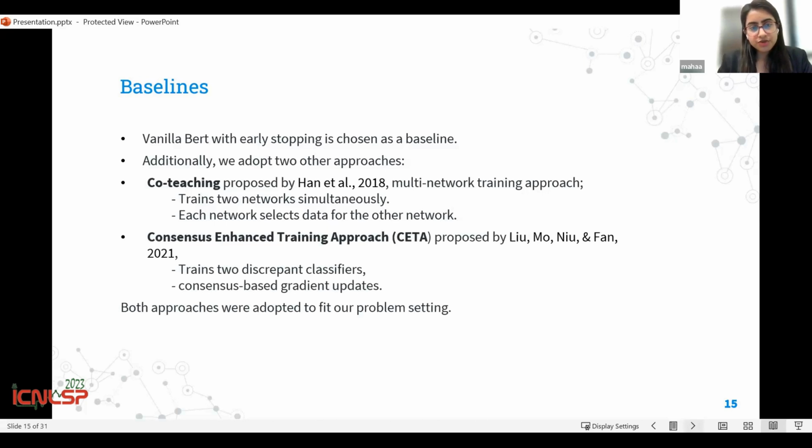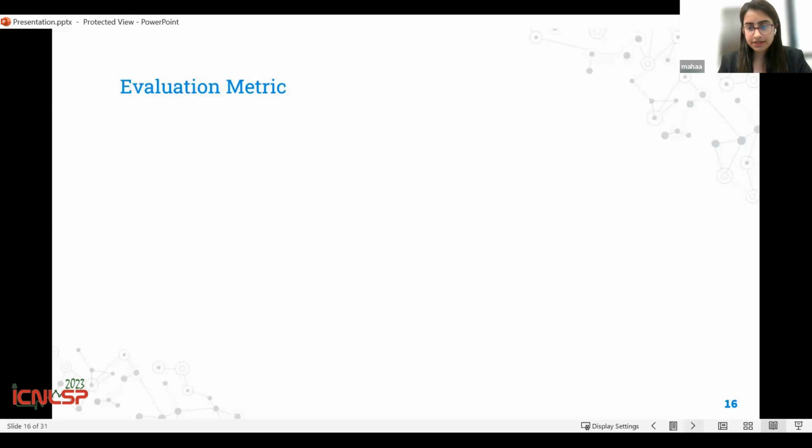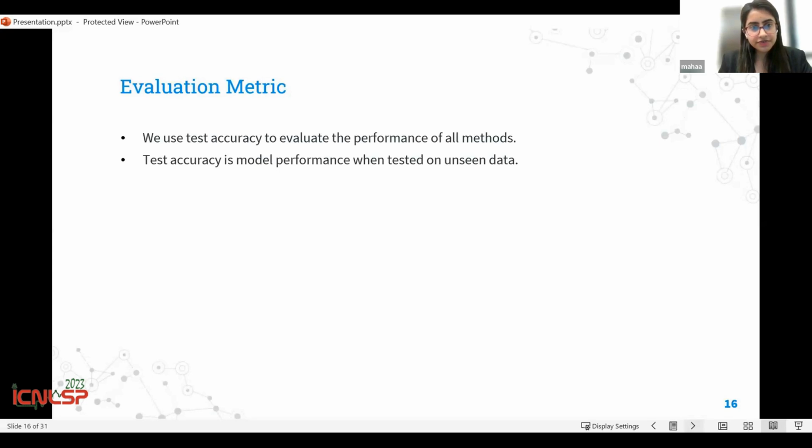It should be noted that both of these methods were initially adopted for different tasks. Co-teaching was for vision tasks, and the consensus-enhanced training approach was for relation extraction. But we changed both of the approaches to fit our problem setting. The evaluation metric we use in our work is test accuracy, which is formally defined as, I'm sure you all already know.